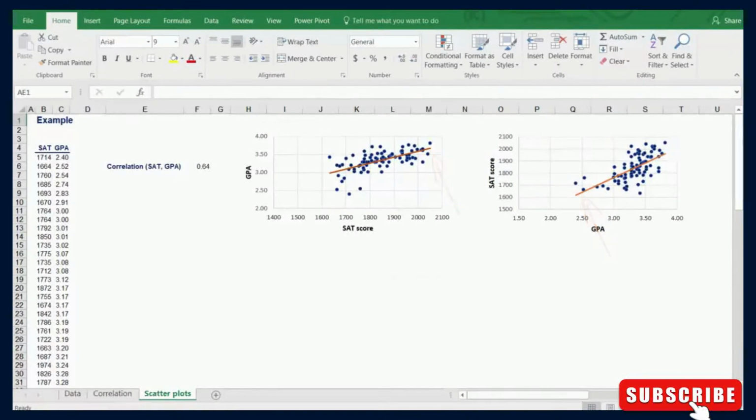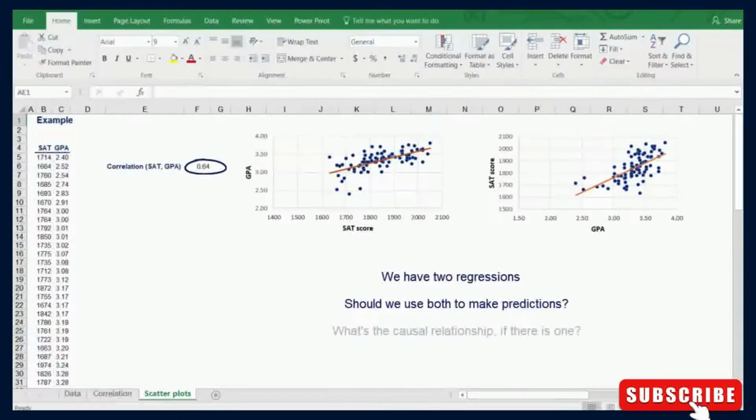Alright, we have two regressions, right? Should we use both to make predictions? Well, this is the hardest part of regression analysis. In this case, one provides a valuable insight, and the other is plain wrong and utterly deceivable. The two variables are definitely correlated. We already tested that. But what's the causal relationship, if there is one?